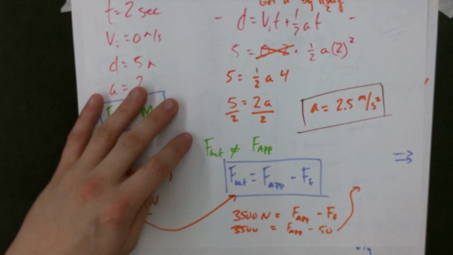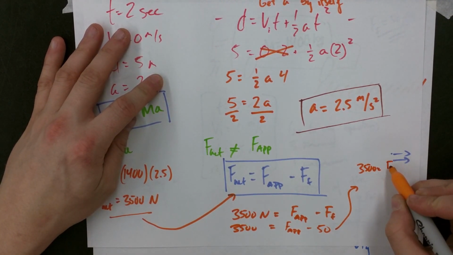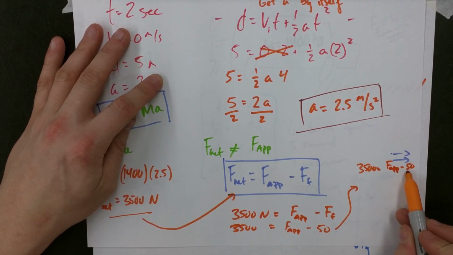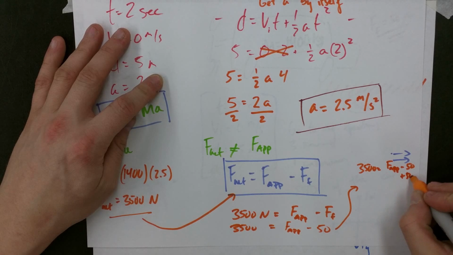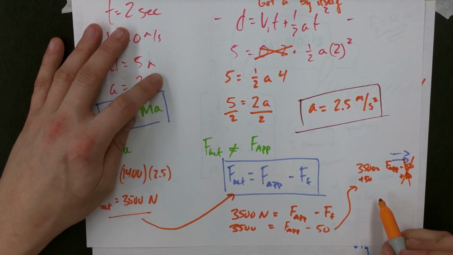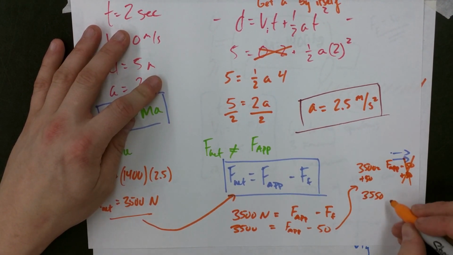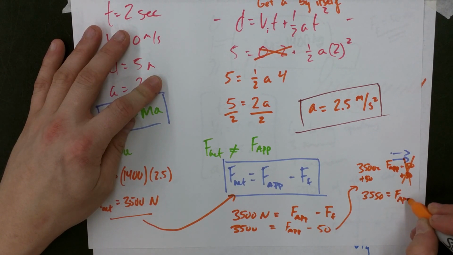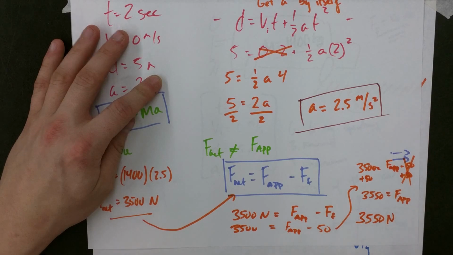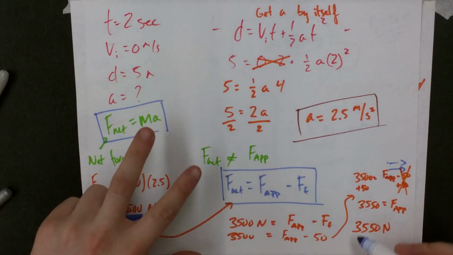Well, how do I get F app all by itself? 3,500 equals F app minus 50. Well, I have to add this term to both sides. I'm going to add 50 to both sides so that it cancels out here, and I'm left with 3,550 equals F app. So the total force that someone pushed my car with was 3,550 newtons.